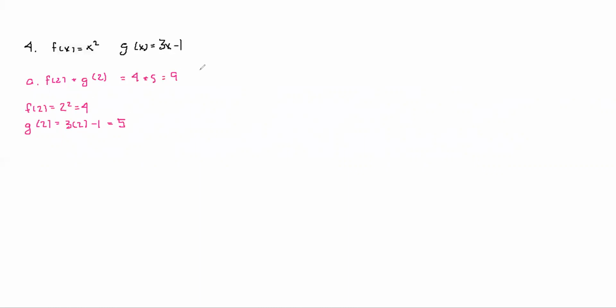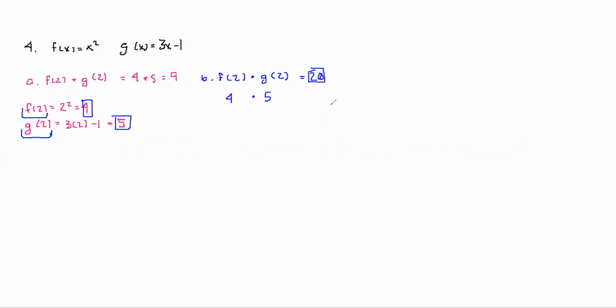Now let's try to do B. So here we have f of 2 times g of 2. And we already found out what f of 2 and g of 2 are equal to, right? So we can just use those. We can say that f of 2 is equal to 4, and this is times g of 2, which is equal to 5. Which is 20. Right.